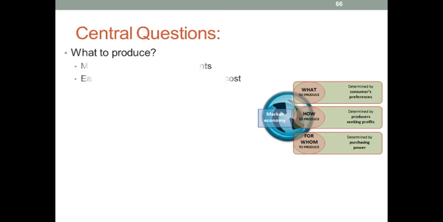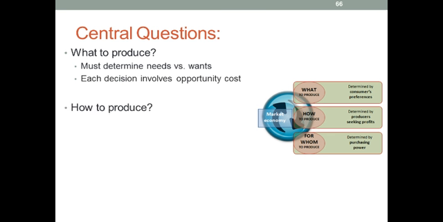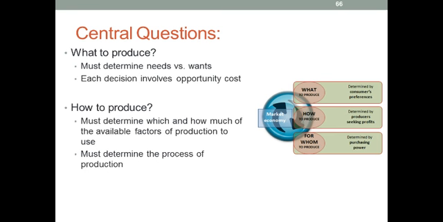Okay, what to produce? We have to determine the needs versus wants within our society. And each decision that we make involves an opportunity cost, which we learned about in Chapter 1. Then we need to decide how to produce it. Once we know what we're producing, how are we going to make it? We have to determine which and how much of the available factors of production to use. And we have to determine the process of production. We want to make it the most efficient that we can.